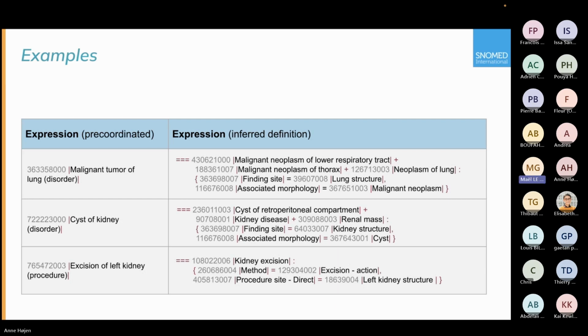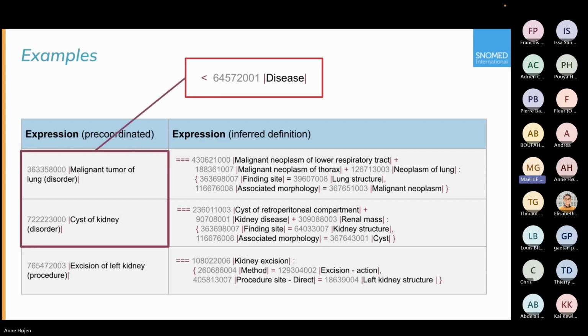Okay, so that was all of the basics of ECL for you today. But let's now try to look at how it works with these examples I showed you before. So this is a simple expression constraint, descendants of disease. So what the ECL engine would do is to match on the first two expressions we have here, because these concepts are all subtypes, so lower in the hierarchy.